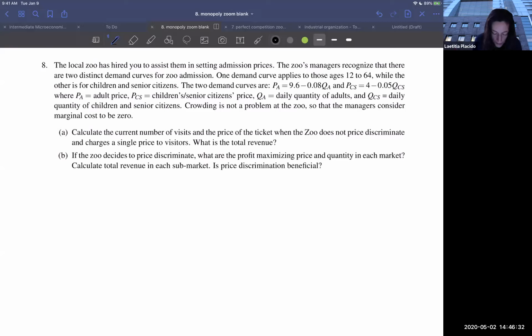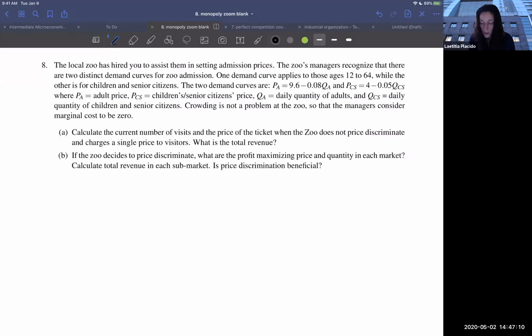Okay, so here we are given the equations of the two demand curves, where A is adult and CS is children and seniors. Crowding is not a problem at the zoo, and so the manager considers marginal cost to be zero. So question 1 says, calculate the number of visits if the zoo doesn't price discriminate and charges a single price to visitors. What is total revenue?